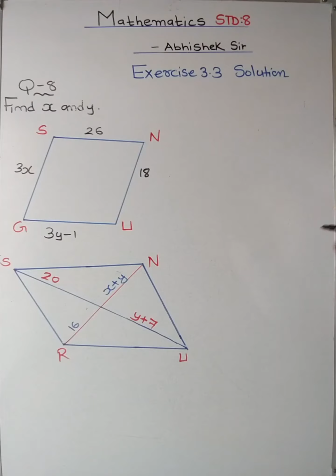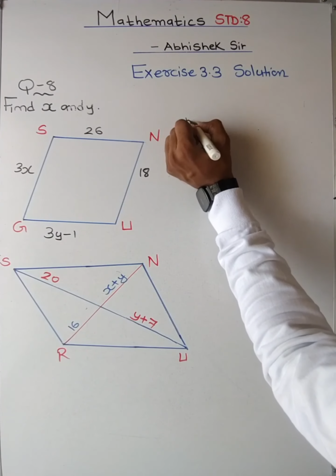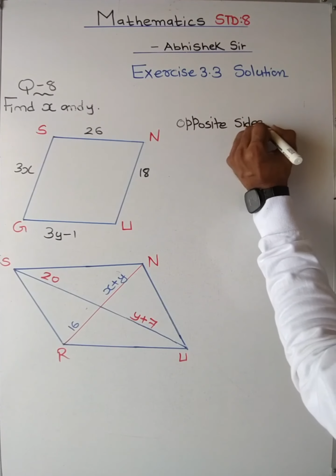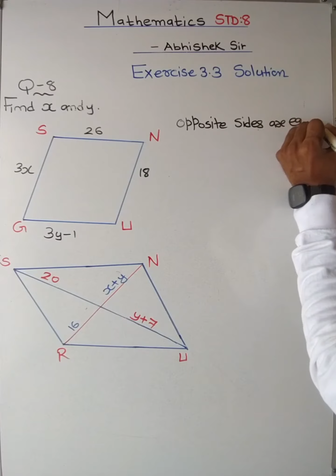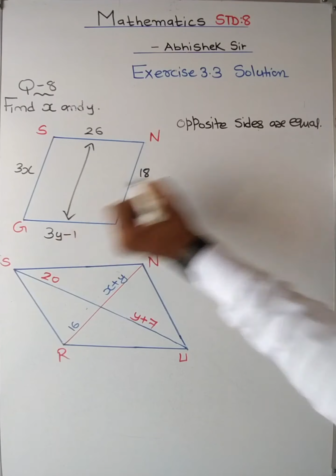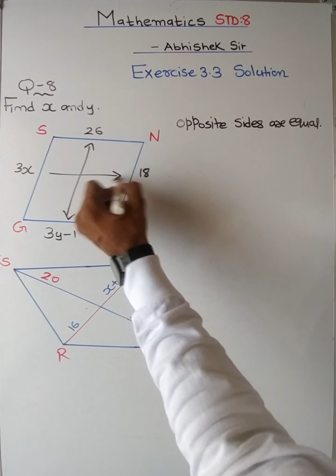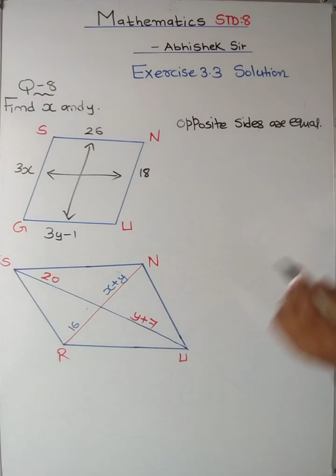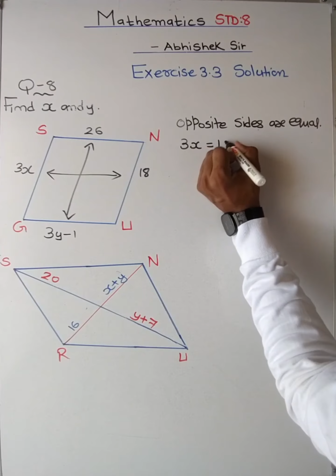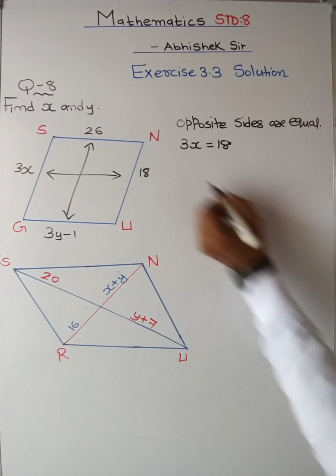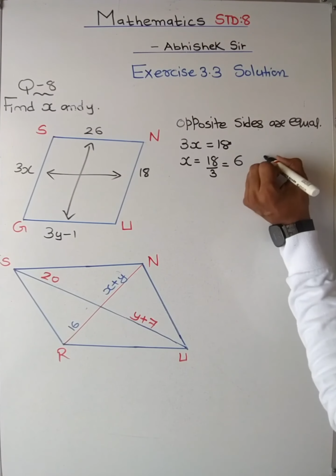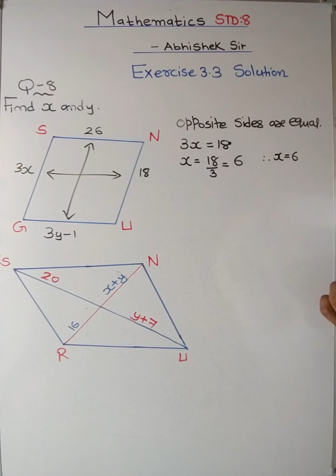Clear? Now we know that opposite sides are equal. So based on this, can we say that 3y minus 1 and 26 are equal and 3x and 18 are also equal? Let us find that one by one, starting with the first part. 3x equals 18. Clear? So what is x? x is 18 divided by 3 and that is 6. So the final answer is x equals 6.